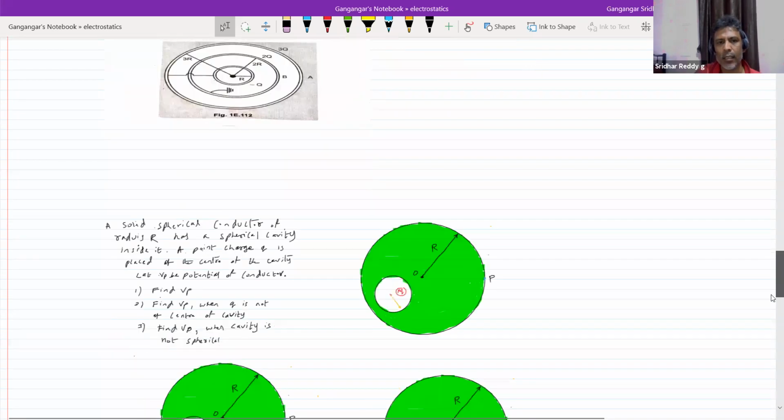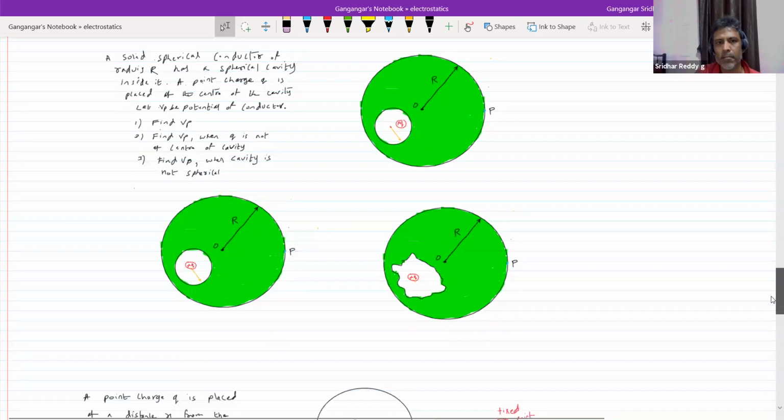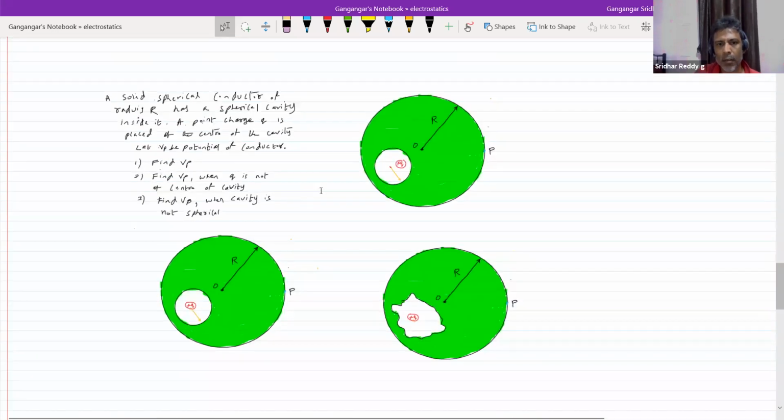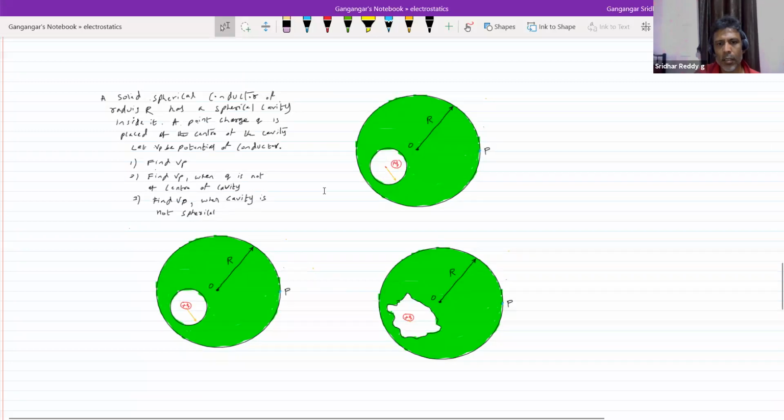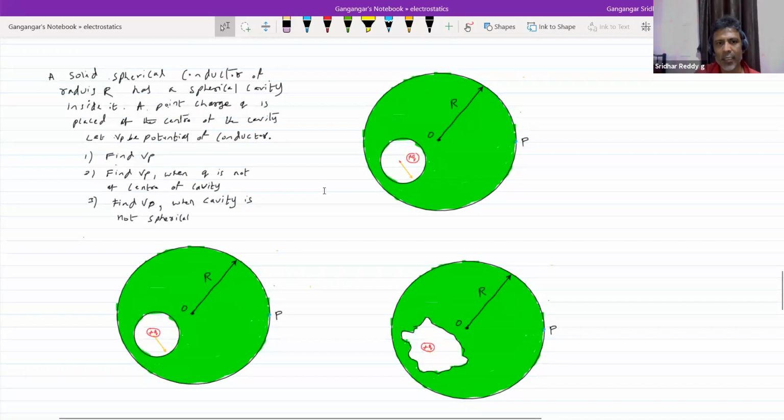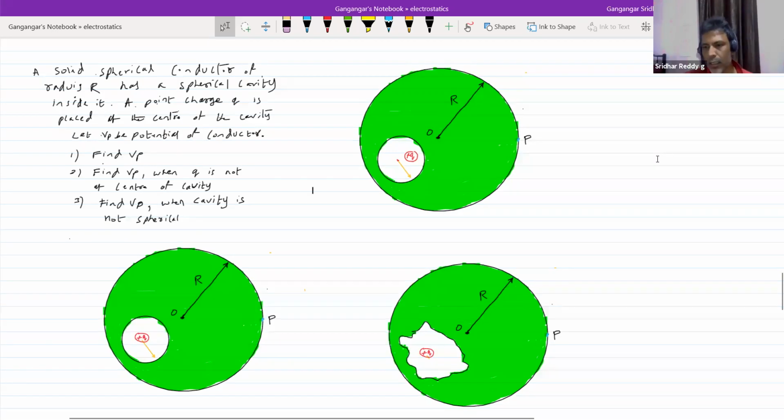So let me take this one. This again is the overall cavity idea. A solid spherical conductor of radius r has a spherical cavity inside it. A point charge q is placed at the center of the cavity. Let Vp be potential of conductor. There's a point P given. Find Vp when q is not at center of cavity. Find Vp when cavity is not spherical.